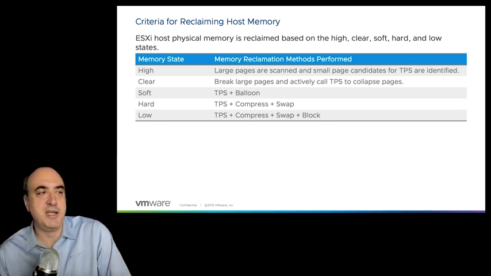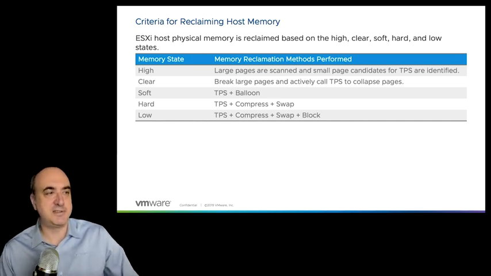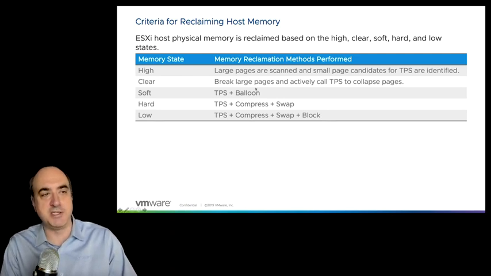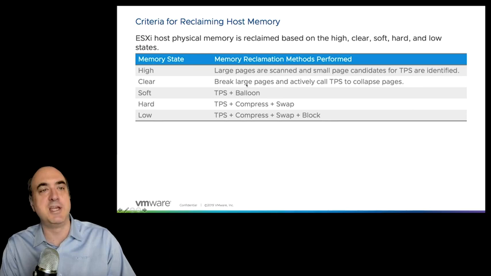But if the system starts running low on memory, it may transition into what's called the clear memory state. Now, clear isn't really considered low memory at this point. It's an early warning. And notice all it does is it breaks those large pages, those 2 megabyte pages, and it's going to actively call page sharing to collapse them into those shareable locations. Now, again, it's only doing this on intra VM levels, but if you enabled inter VM, it would also do that too. So basically, large pages get broken up into the 4K byte pages.